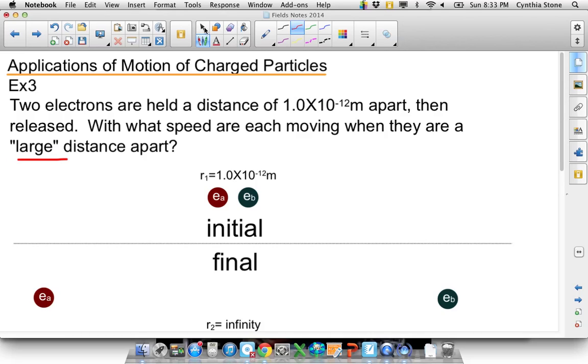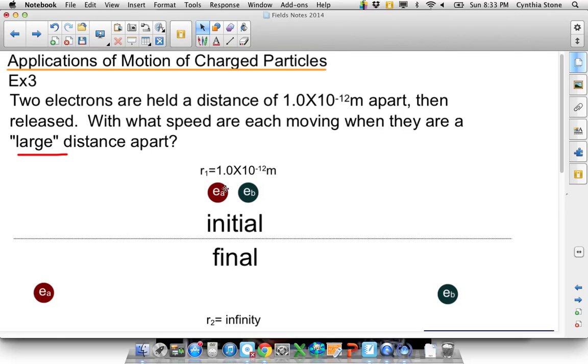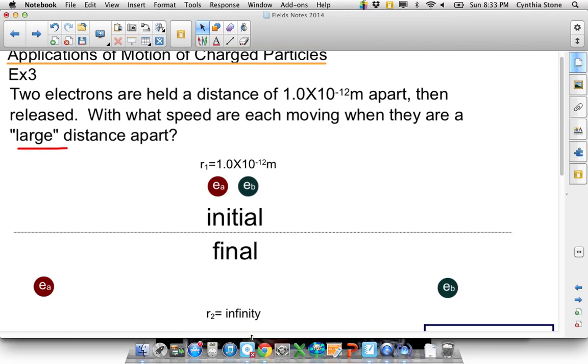What's this R, right? So if you look at the situation, you say R1, they're very tiny, very close together. Obviously, this is exaggerated. Initially, they're close together, but obviously they're going to want to move apart. They're both negatively charged, right? And that's really close. They really want to take off. And then when they're a large distance apart, when they're infinity apart, we're looking for how fast they're going.